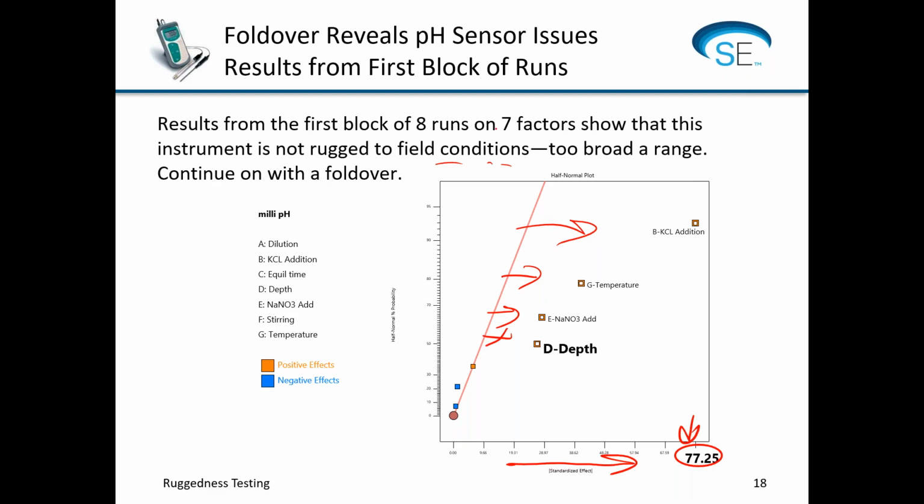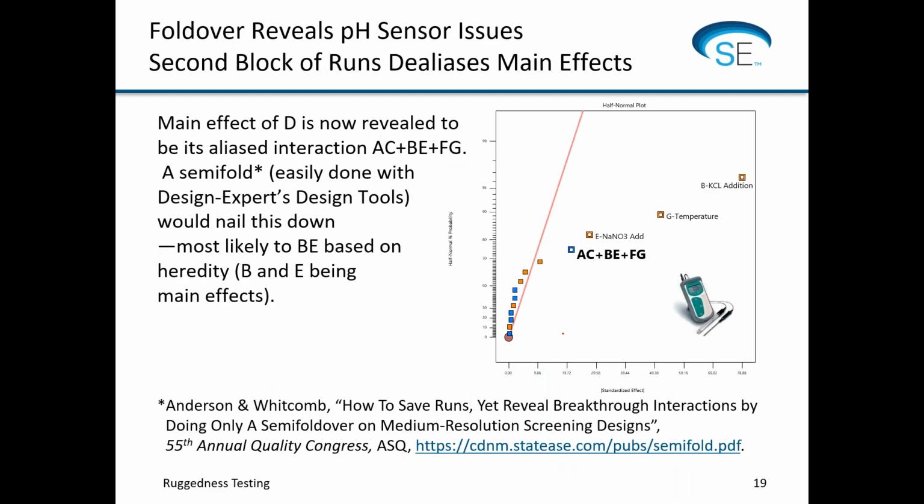Now, the problem with these designs that are run at very low resolution is that what is labeled as D, for example, could be something else. So all of these things that are labeled B, G, E, and D could be something else and not what we think they are. We're just showing the lowest number of letters when Design-Expert labels these. And if there's multiple aliases, it'll just go by alphabetical order. So you have to be very careful to understand the aliasing. And it turned out that D was actually revealed after the foldover to be a two-factor interaction and not D.